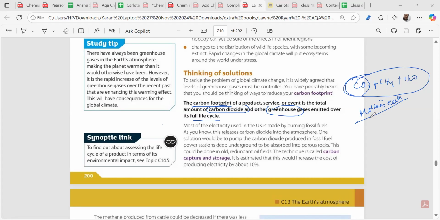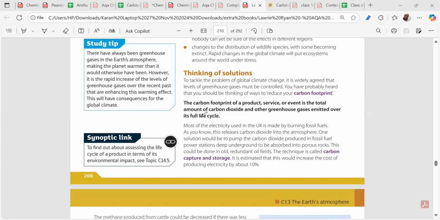All the glaciers will be melting, sea levels will be rising, and there will be intense storms. So carbon footprint is very important for us to discuss over here.